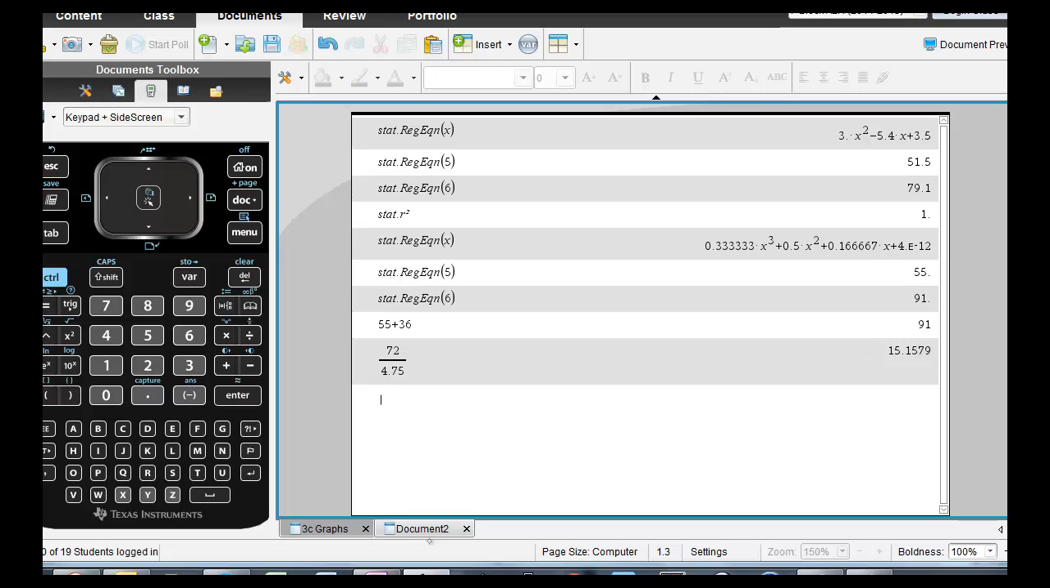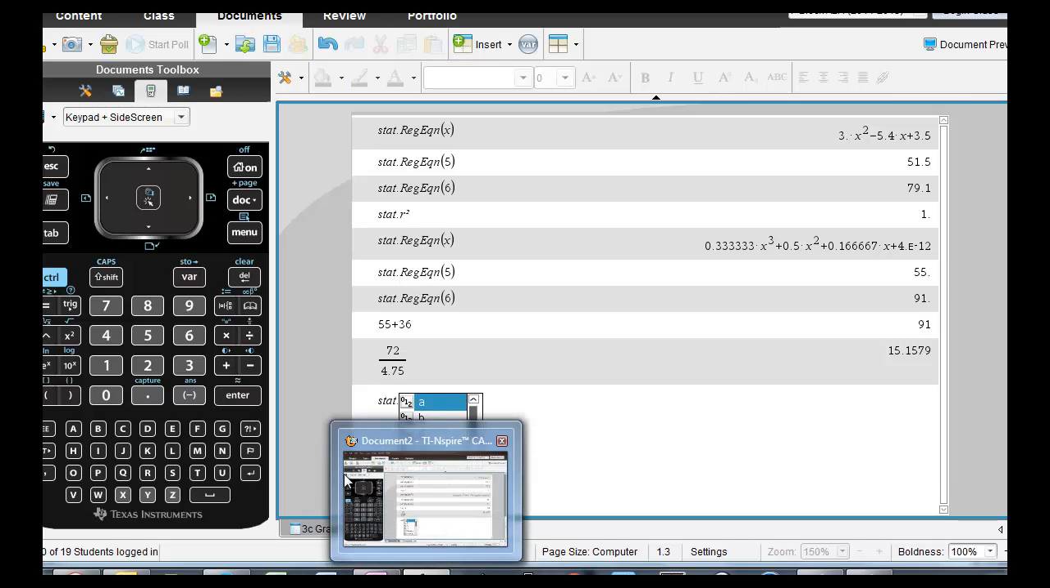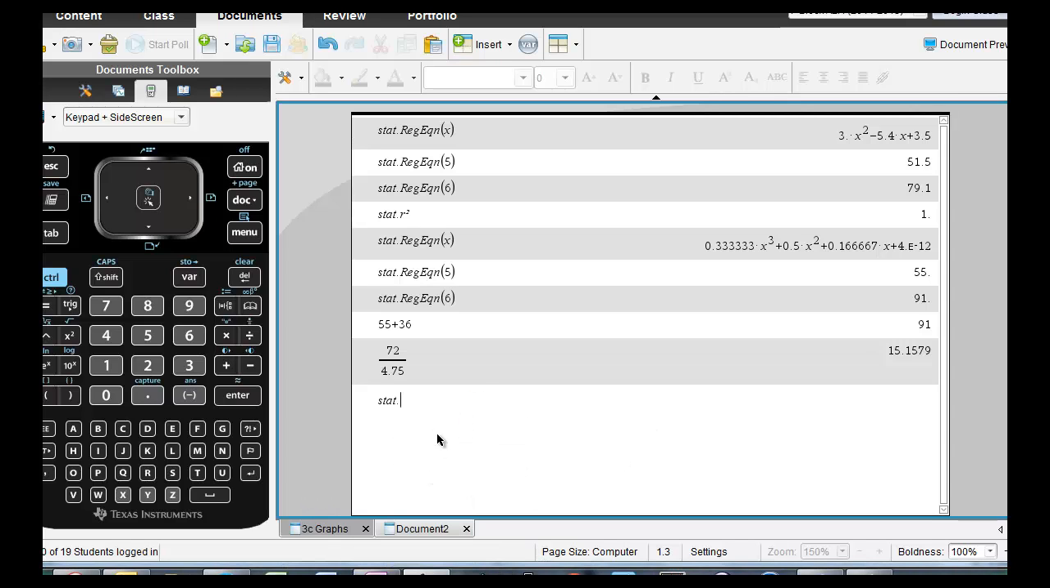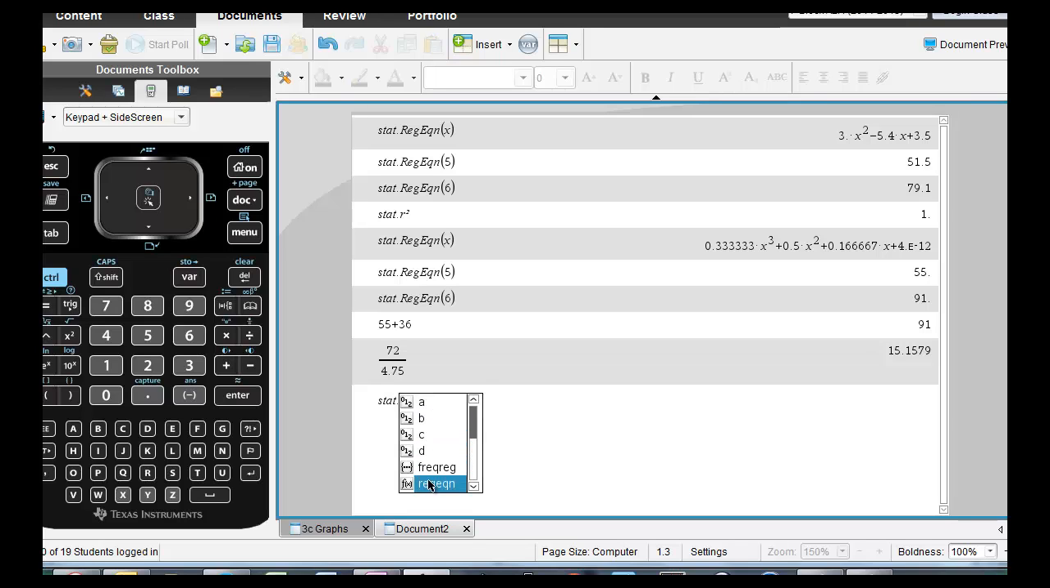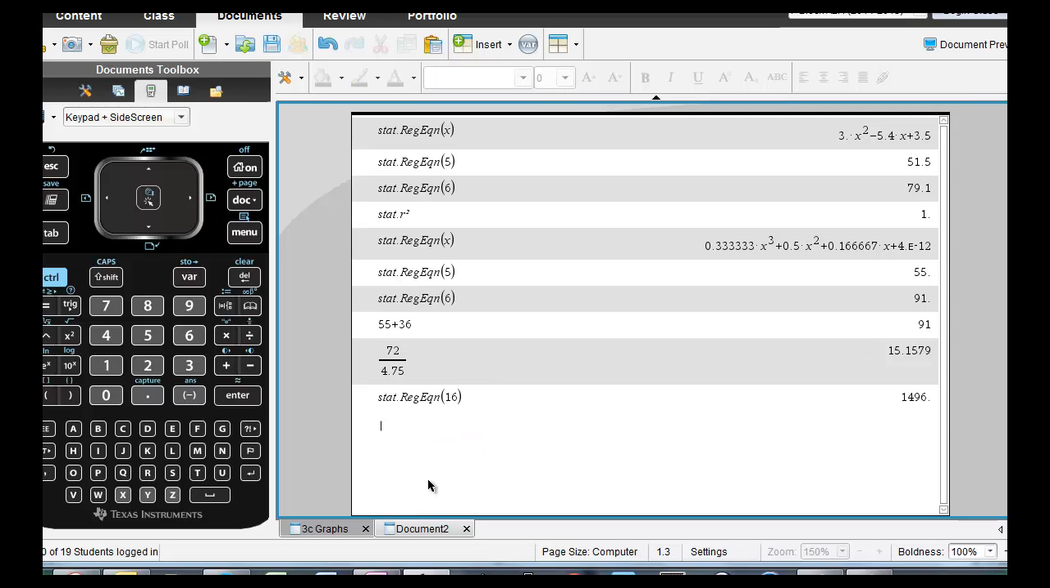And it says you need 15.15 levels. Well, I can't do 0.15 of a level. If I cut a can so that it's only 0.15 of its height, all of the Coke will spill out. So let's go to 16 levels. How many cans do I need for 16? I've got my equation. I do stat.regression equation. Pass it in a 16. And I get I need 1,496 cans.